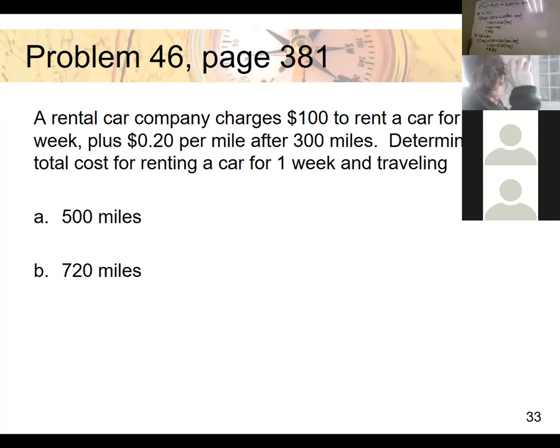For someone who rents a car for 1 week and travels 720 miles, the cost would be $184. Okay. Any questions about problem number 46? Okay.